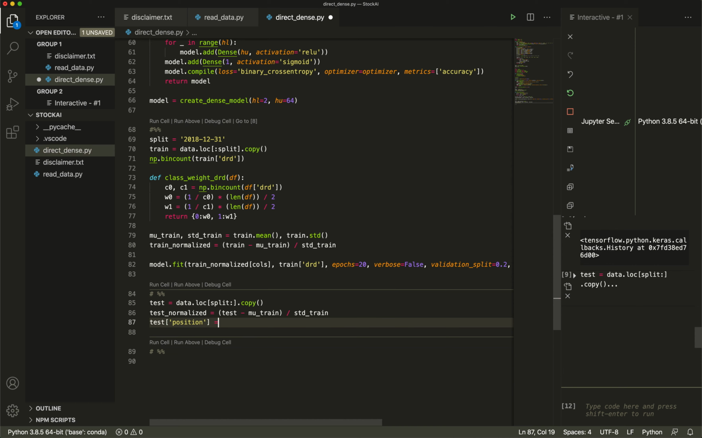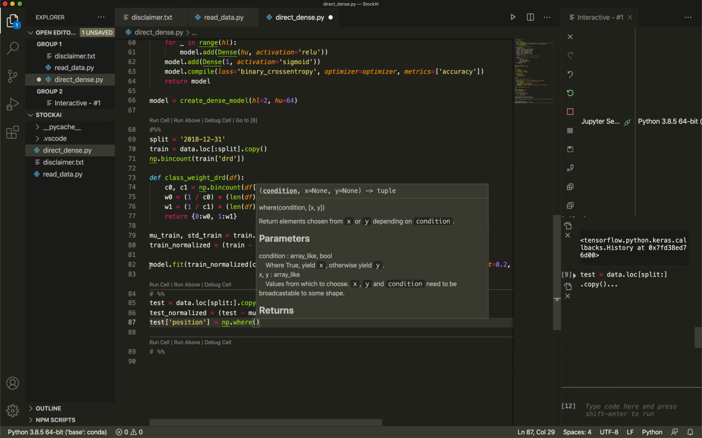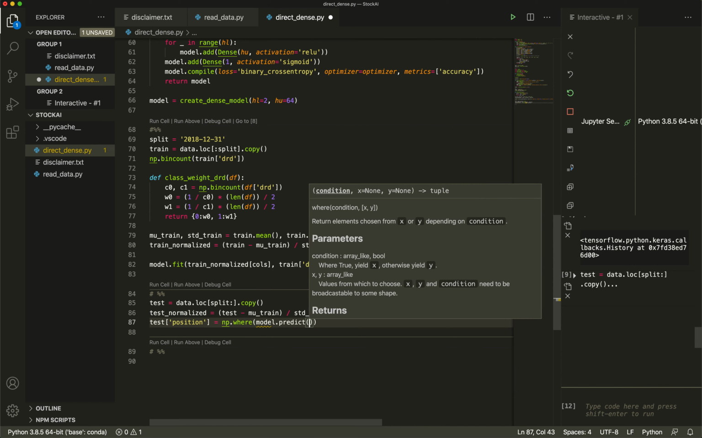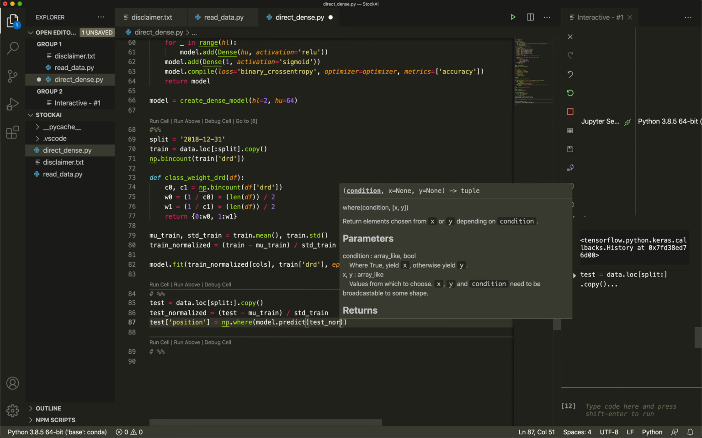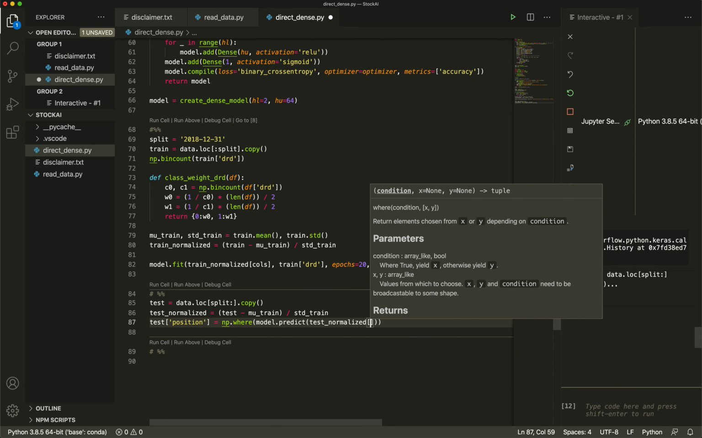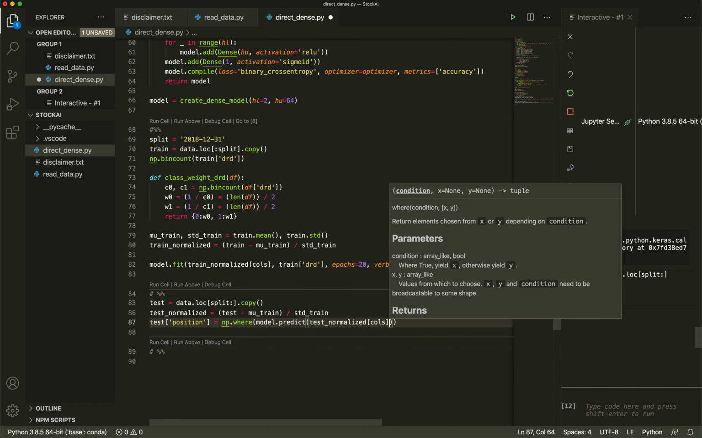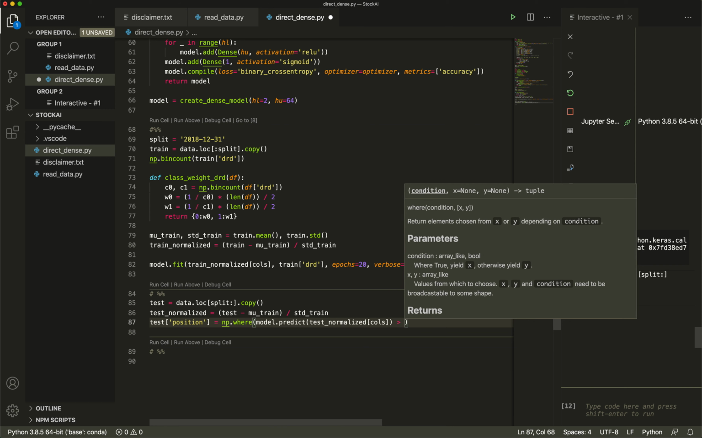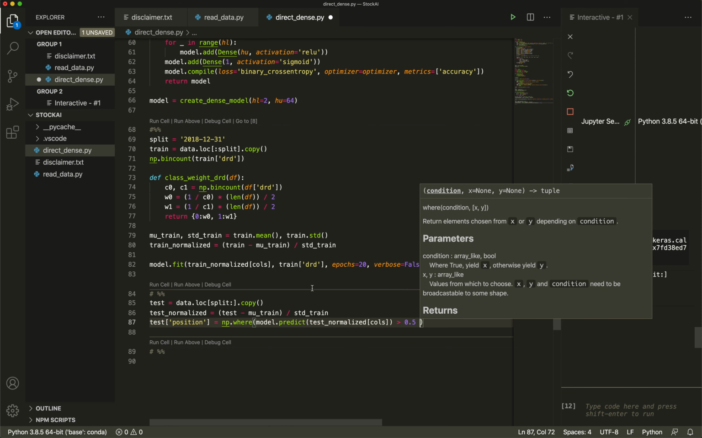The position is going to equal np.where. So this time we'll have to use our model, this trained model, to make predictions. So model.predict, right? And what's going to be the input to the prediction? The input to the prediction is actually the normalized test features. So it's going to be test normalized codes. That's all the features. And the result of this prediction is going to be compared with what? It's going to be compared with 0.5, right?